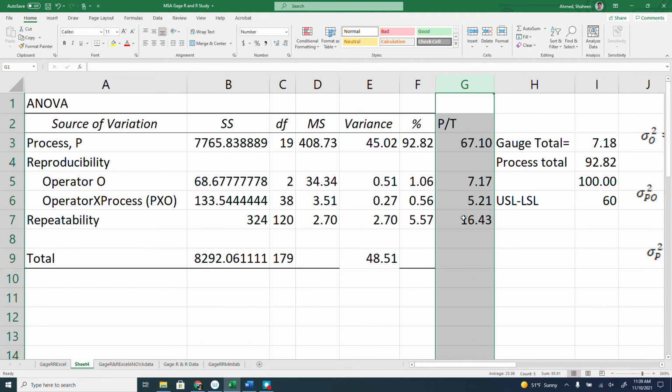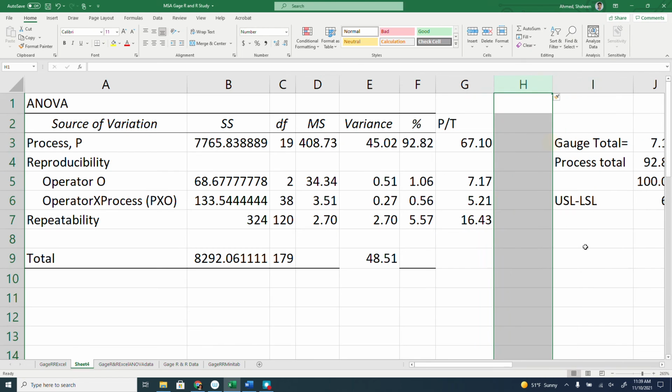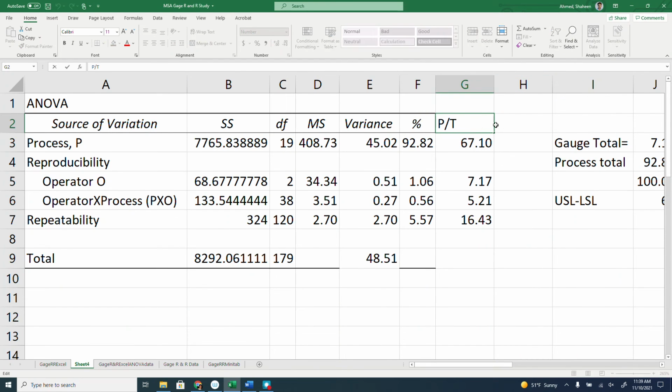As you can see, the total repeatability has to be under 10%. So a PT ratio less than 10% is considered good, and 10% indicates an adequate measurement system.